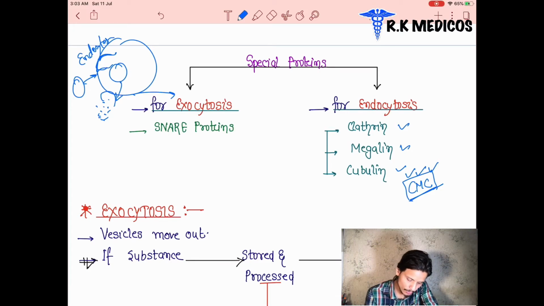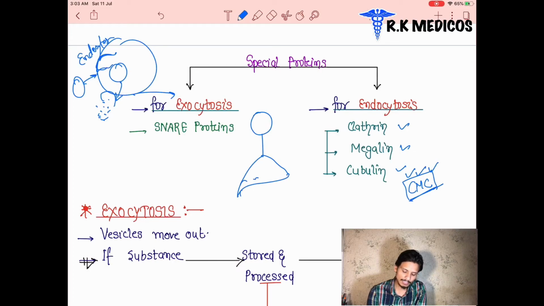We can see the next one, exocytosis. The movement from inside to outside is done by the SNARE protein. The release of neurotransmitters is also done through these proteins. SNARE proteins are helpful in the movement of neurotransmitters. Neurotransmitters come from the nerve terminals, through which they are released by exocytosis. Which type of protein is working? SNARE protein.